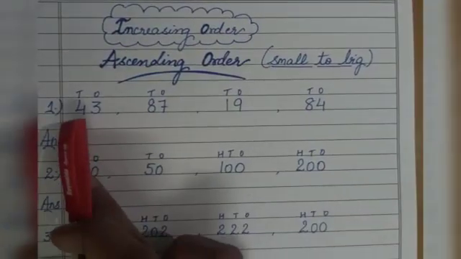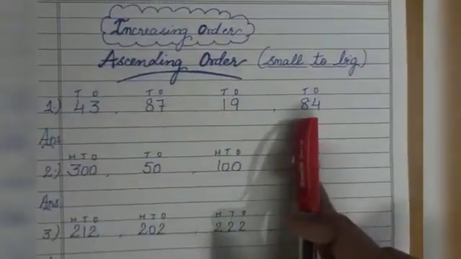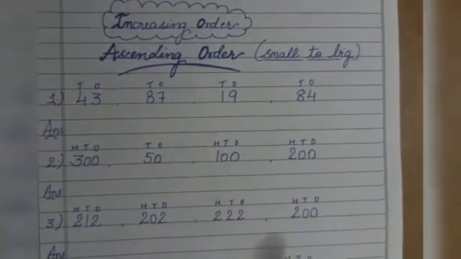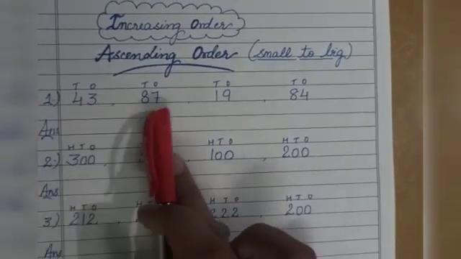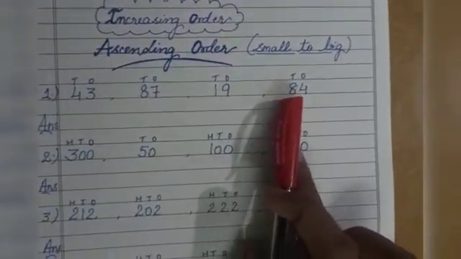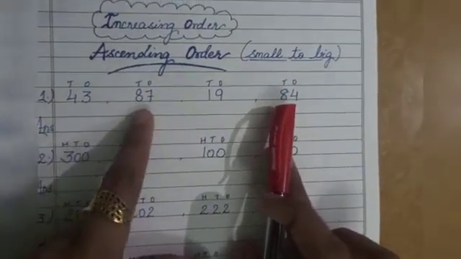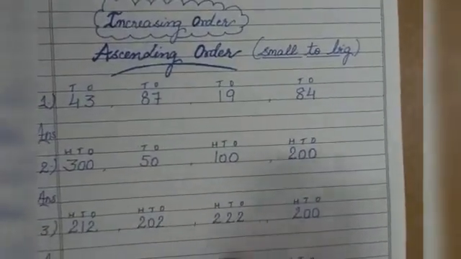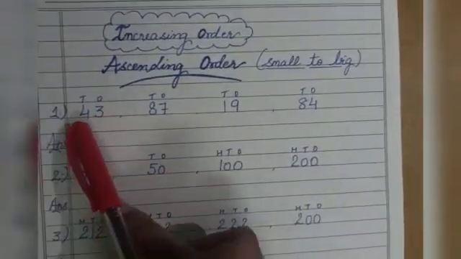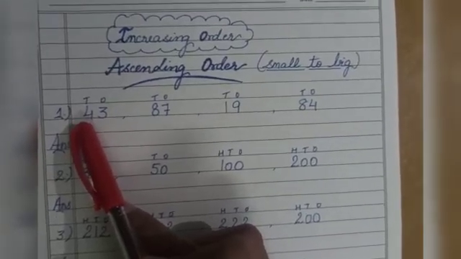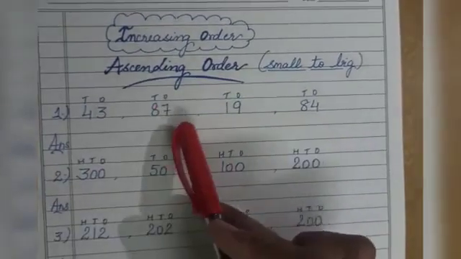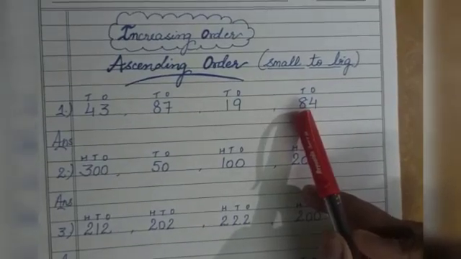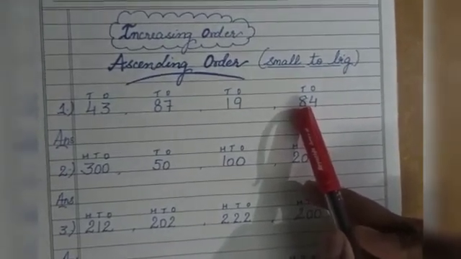So I have already written ones and tens place over here in front of all the numbers you can see. Now how we are going to do this is, see, question number 1, I have got 4 options. First is 43, second one is 87, third one is 19, and fourth one is 84. Children, now what I will be doing is, I'll see the tens place. Here the tens value is 4, over here it's 8, this side it's 1, then this side it's 8. So which one is the smaller one?